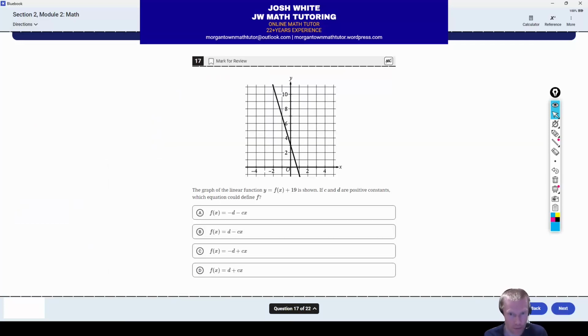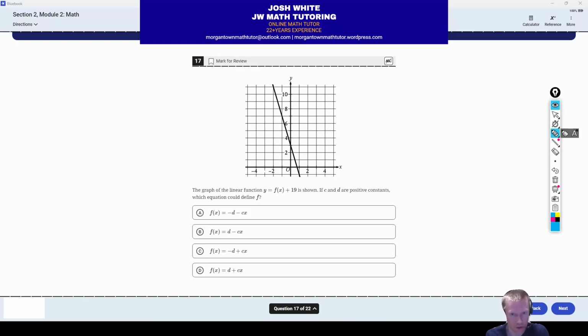Next up, we have problem number 17. Here we have a line. They tell us that this is the graph of the line translated up 19 units, and they want to know what the equation is for the line itself.